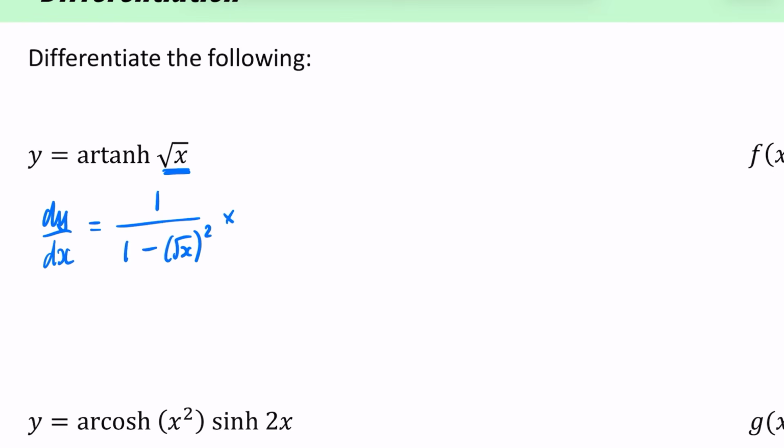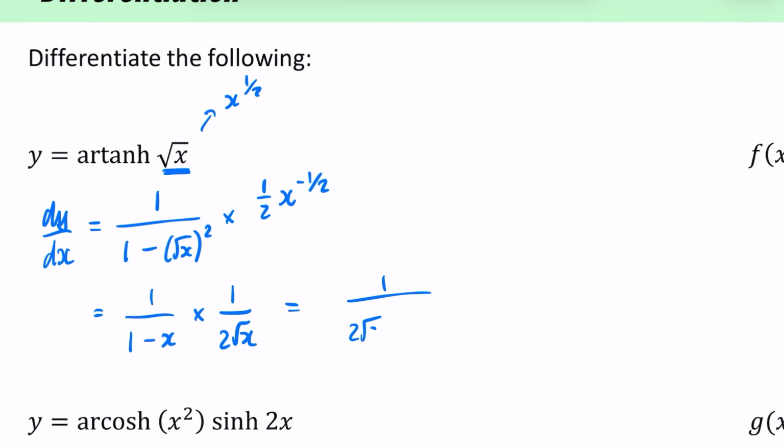The derivative of that, this is x to the half. I will pull the power down and I will reduce the power by 1 like this, so that what we end up with is 1 over 1 minus x, because the square root of x squared is x, and this is going to be multiplying by 1 over 2 root x, so that we can write this simply as 1 over 2 root x, brackets 1 minus x, for this thing that we've got here, okay?